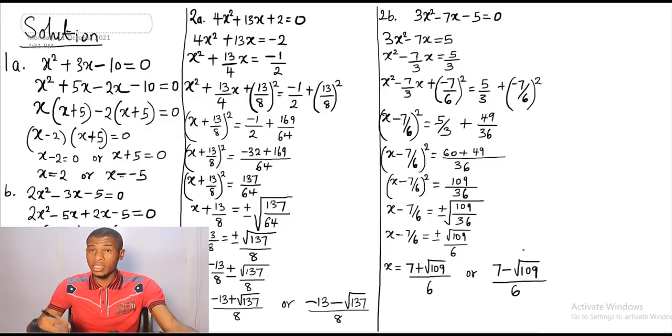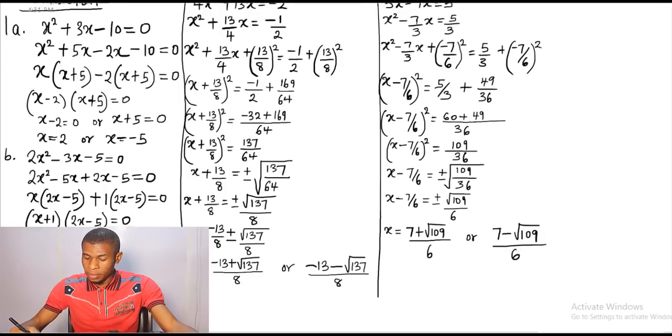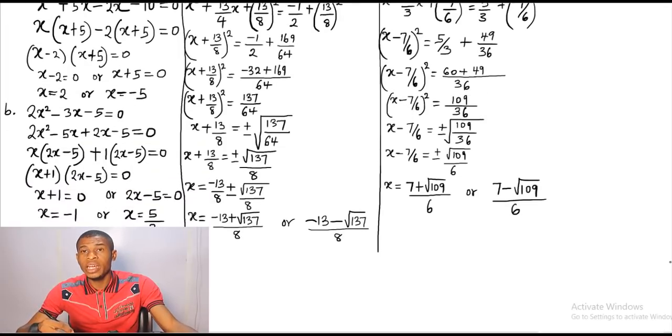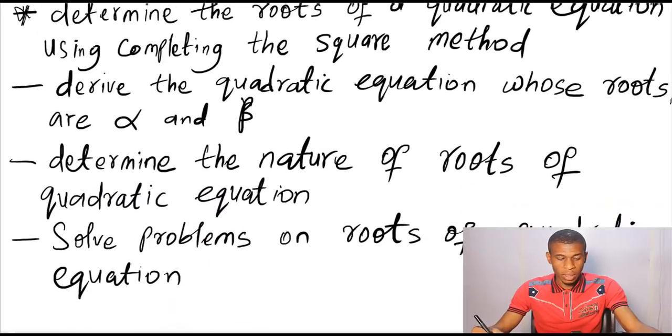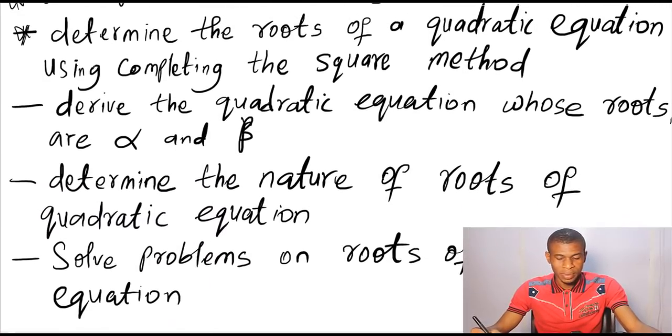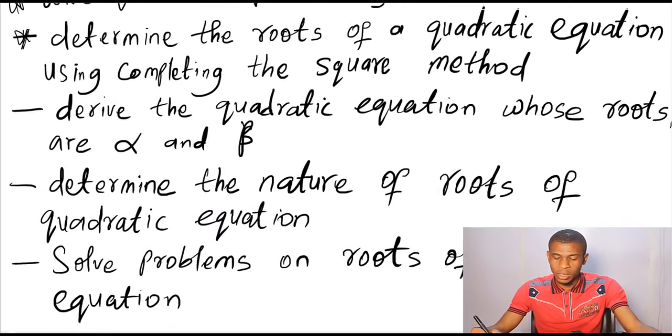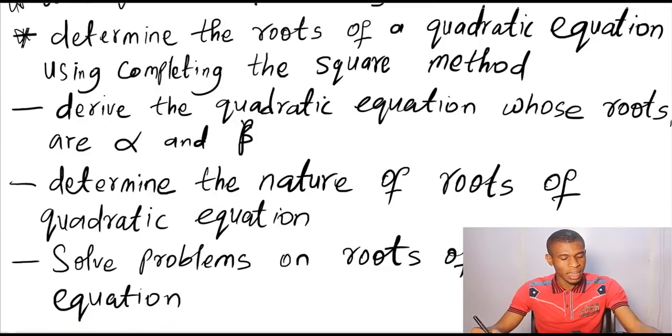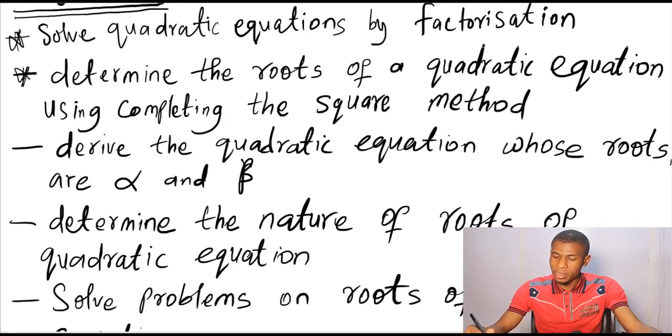Some people may further the solving, but if you further the solving and you find the square root of 109, it will occur as decimal. So approximation can alter the equation in general. Unless further instructed, you can further the solution. Okay? Now today we are going to look at how to derive quadratic equation whose roots are alpha and beta per se.